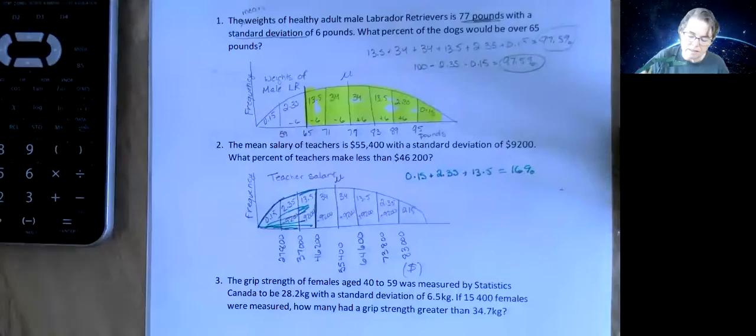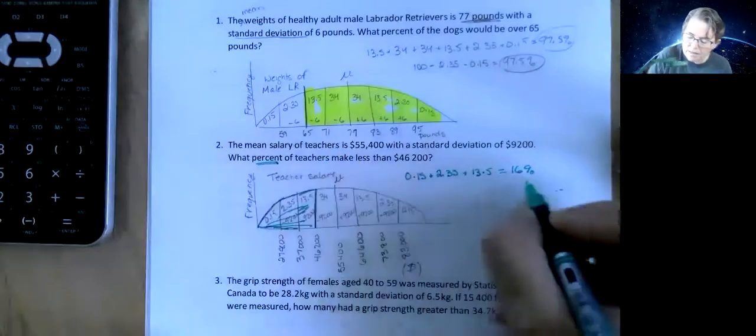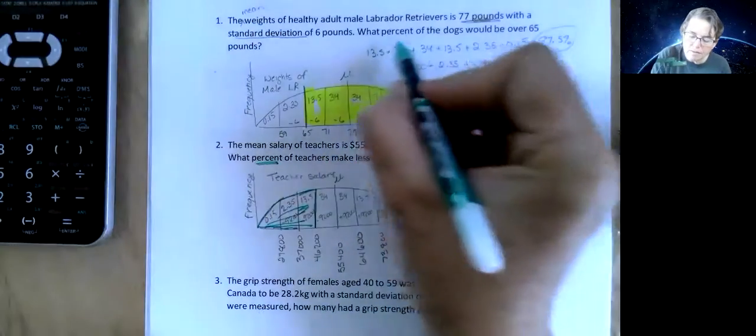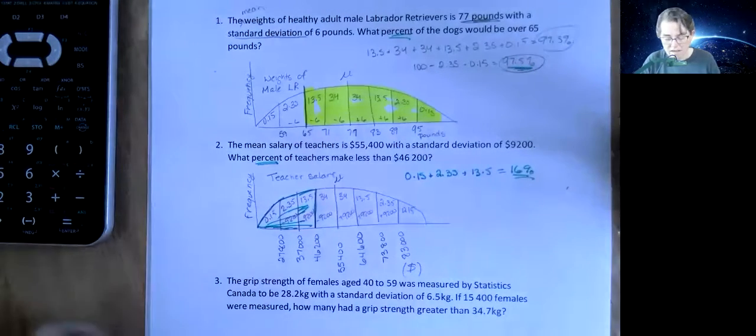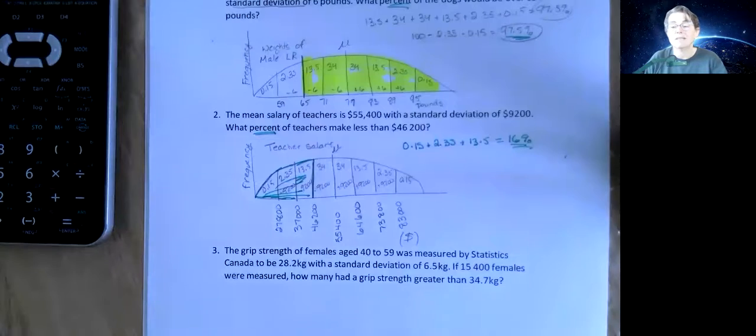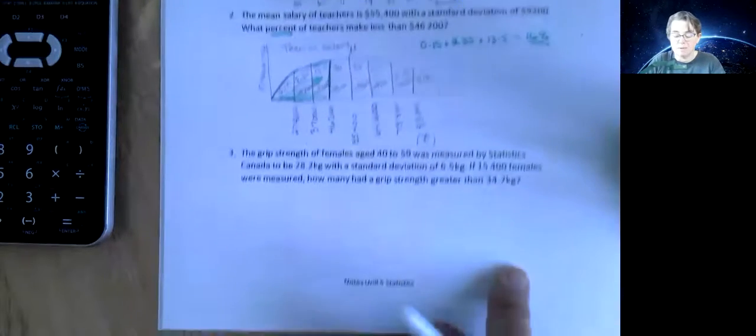And I'm just going to check, see, it said what percent? I answered in percent. Up here, what percent? I answered in percent. Because I don't like making mistakes, or getting 4 out of 5 just because I didn't read the questions properly.